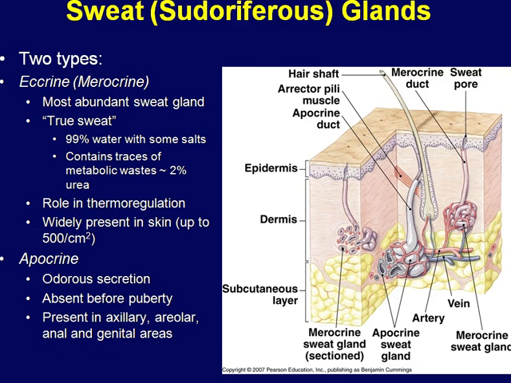The simple cuboidal to low columnar epithelium of the secretory portion is composed of dark cells and clear cells. Myoepithelial cells, rich in actin and myosin filaments, surround the cells of the secretory portion, assisting in the expression of sweat from its lumen.